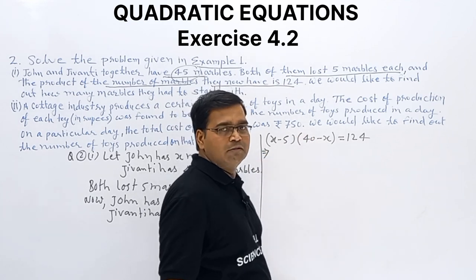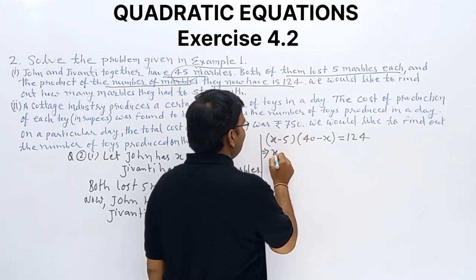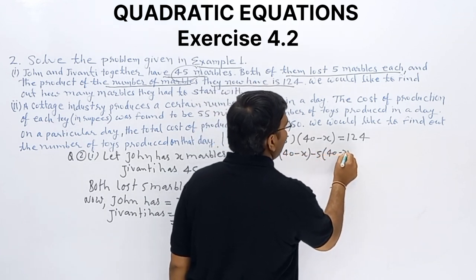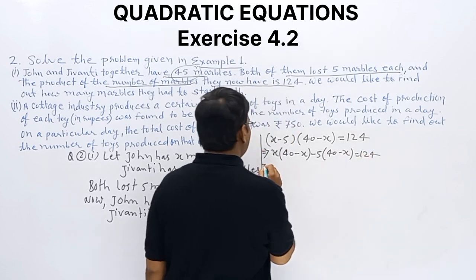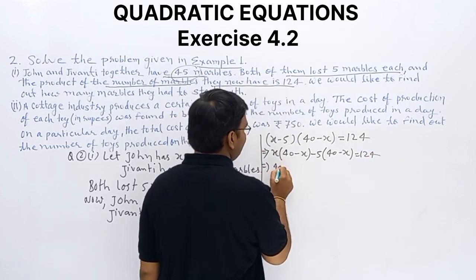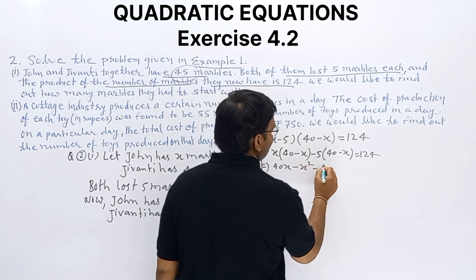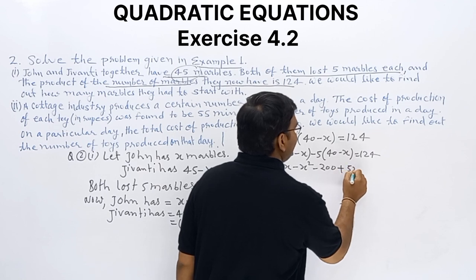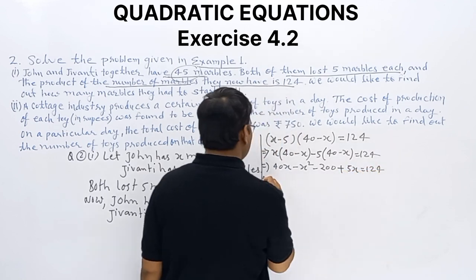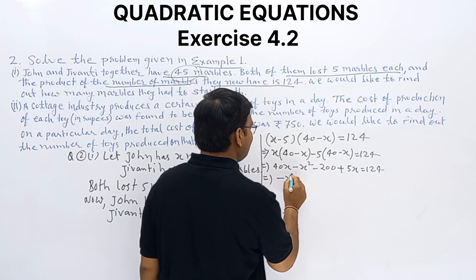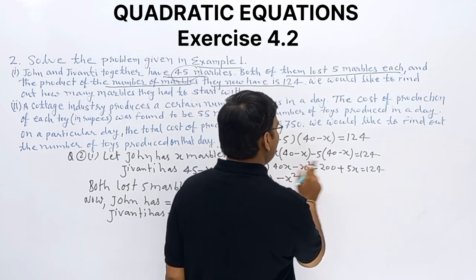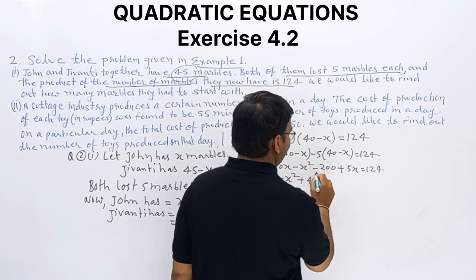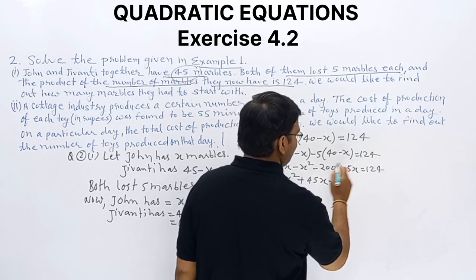So many equations were solved in Exercise 4.1. Try. X minus 5 into 40 minus X equal to 124. Multiply, the distributive law will apply. 40x minus x square minus 5 fours are 20, 200, minus into minus plus 5x equal to 124. Solve this one. We have minus x square. 40x plus 5x will be 45x. There is a minus 200.